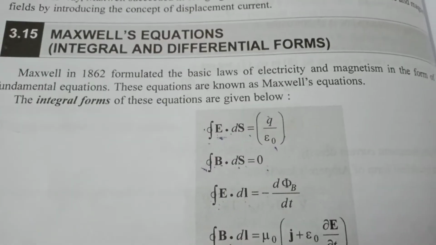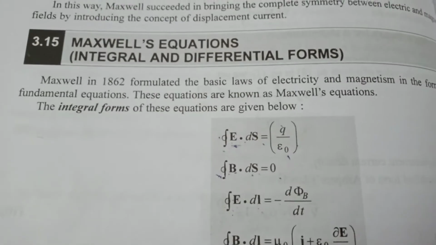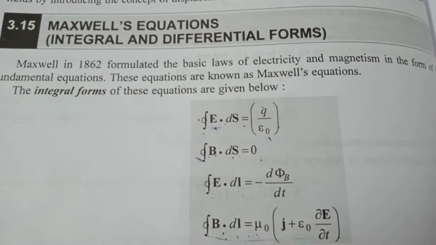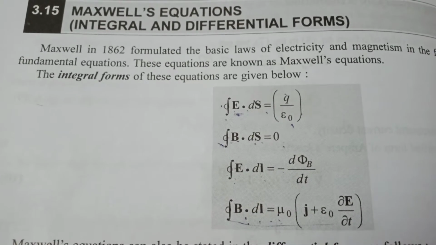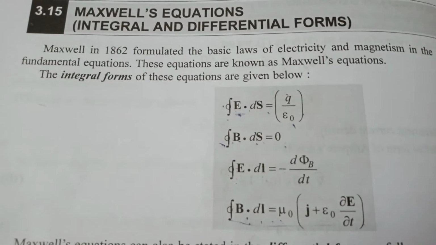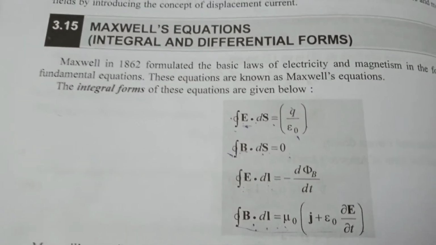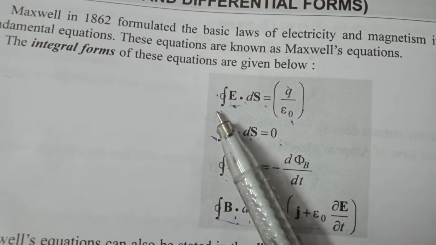Maxwell's equations, integral and differential forms. Maxwell formulated four basic equations, both in electricity and magnetism, relating the two in integral and differential forms. The integral forms of the equations are this.